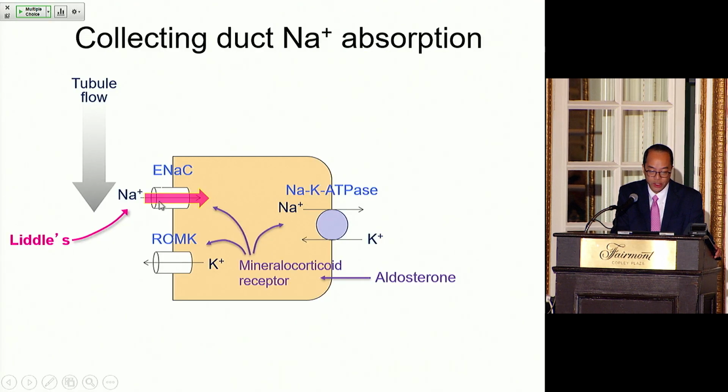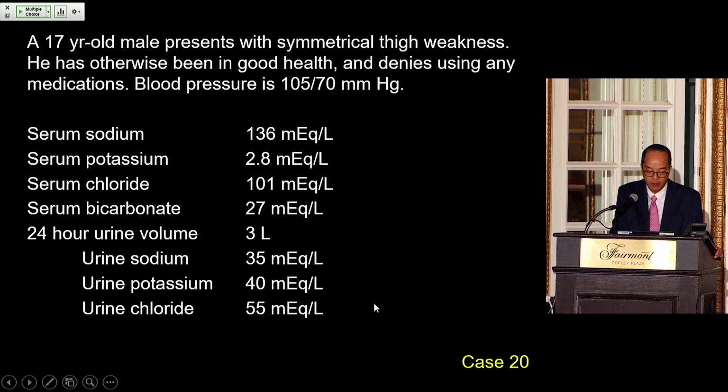ENaC. And so the treatment for this is to block ENaC, which is what amiloride does. Spironolactone does not work because the ENaC is overactive and no longer responsive to the mineralocorticoid receptor. And so the typical thing you find in Liddle's is they respond to amiloride, but not spironolactone.